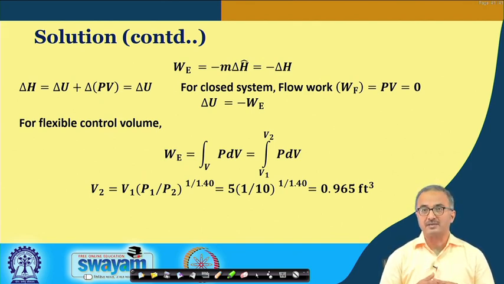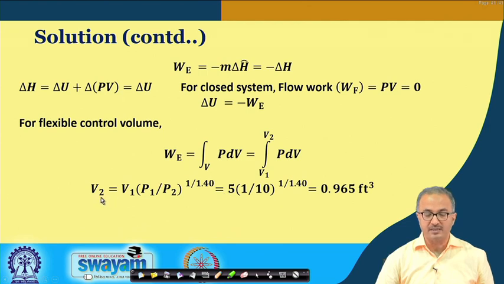So, what we expect is that there will be a change in the temperature during this compression or expansion process. The compression will lead to an increase in the temperature, while expansion will lead to a decrease in the temperature. Now we go to this flexible control volume. We are writing in terms of PdV, and we are putting this particular expression in terms of V. We are now converting this P in terms of V from our given expression.